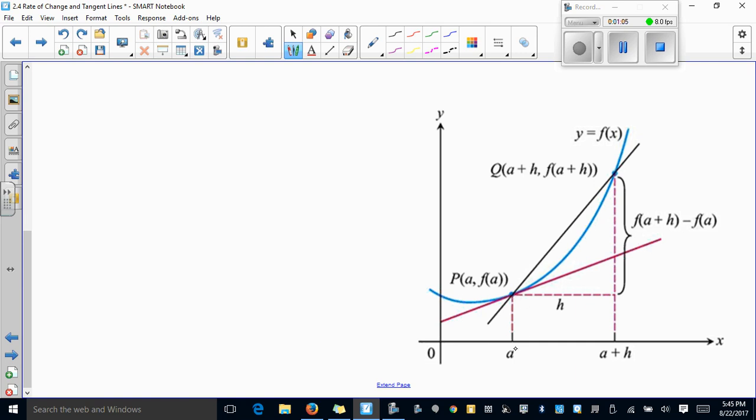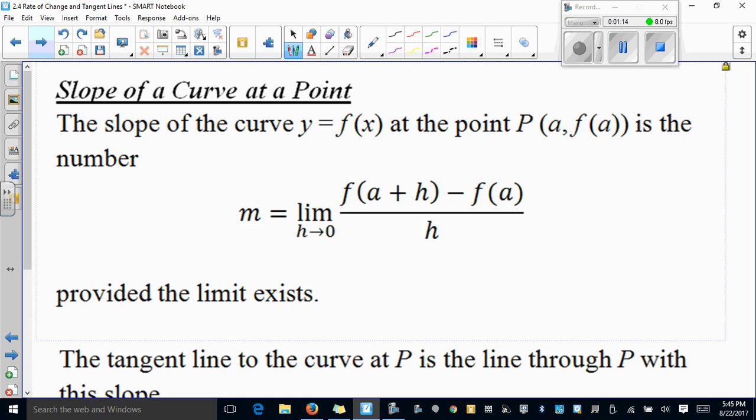So the slope of the curve y equals f of x at the point P, being the point (a, f of a), is the number, the limit as h approaches 0 of f of a plus h minus f of a, all over h. By the way, your a value is whatever number they give you for the value of x. What we're doing, instead of actually coming up with another number like we did earlier, 2 and then 2.001, is just taking the limit as h gets closer and closer to 0, and that's going to be our slope. This is provided the limit exists. The tangent line to the curve at P is the line through P with this slope.